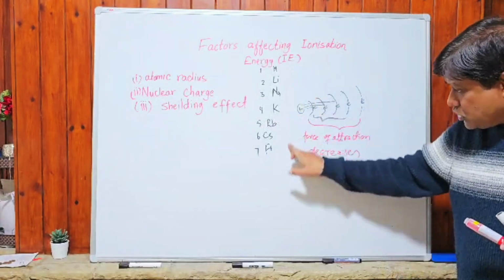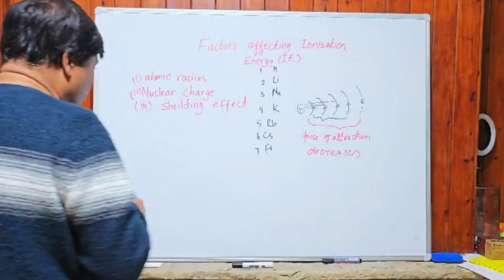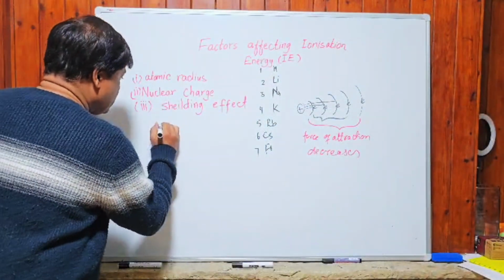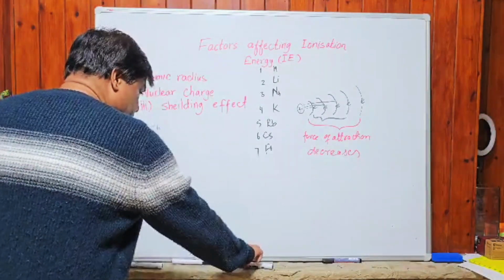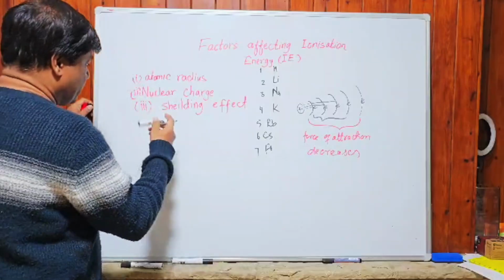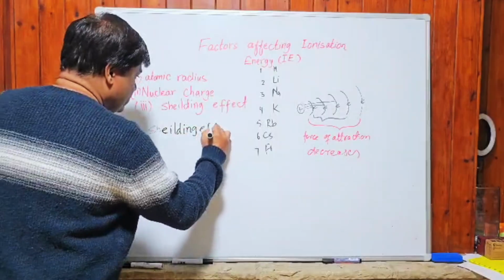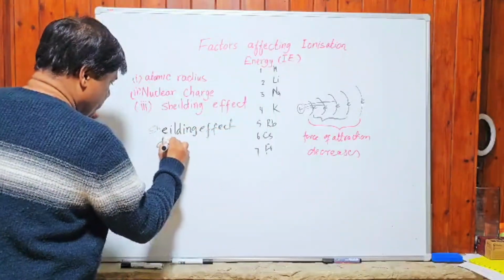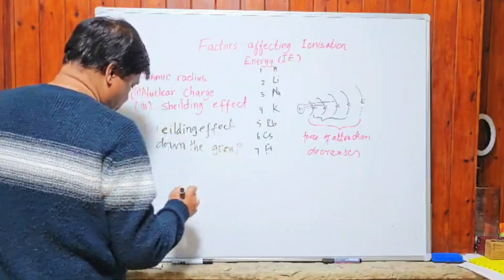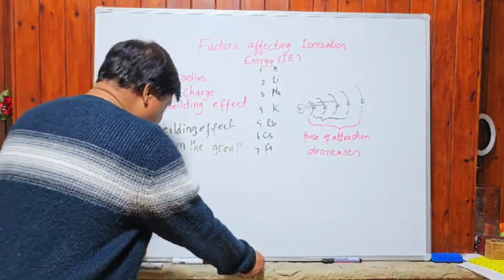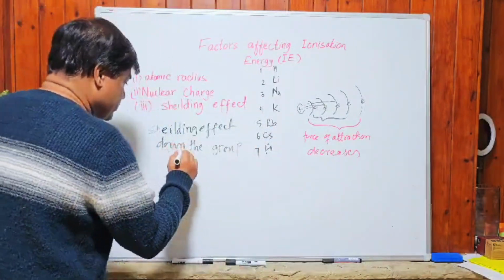So as you go down the group, what happens to the shielding effect? Obviously it increases. Shielding effect down the group increases. More shielding when you go down the group.